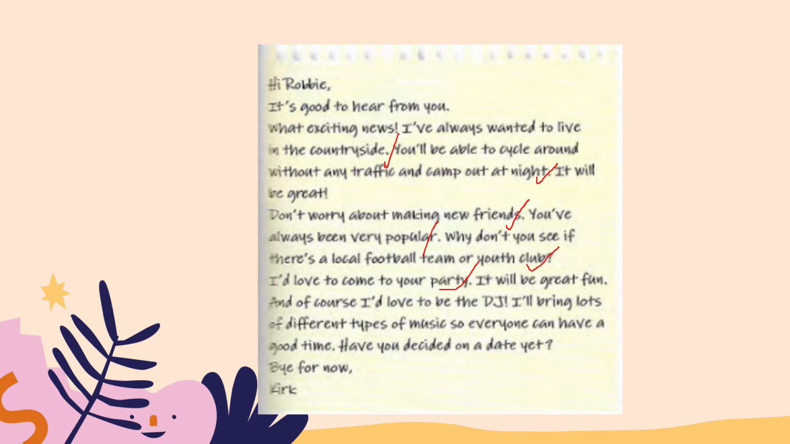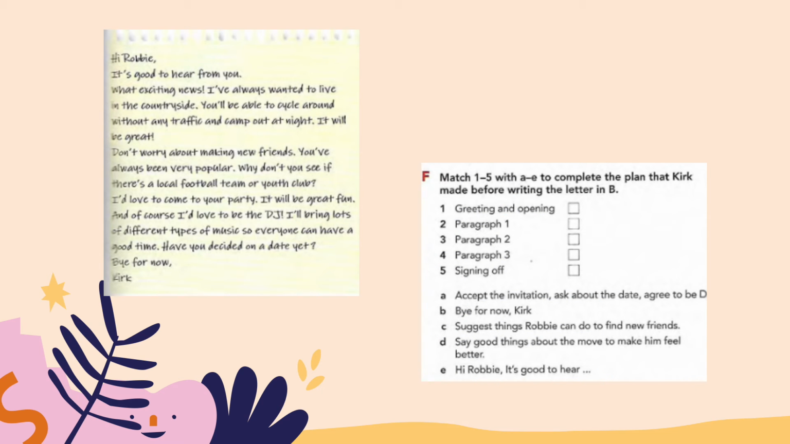Now let's do some activity. For this activity, based on the previous reply by Kurt to Robbie, we are going to match, to complete the plan that Kurt made before writing the letter in B. So let's label it. Greeting and opening. Can you guess which one? So the one will be E.